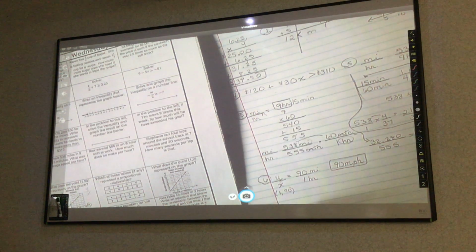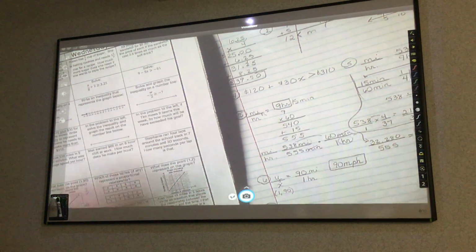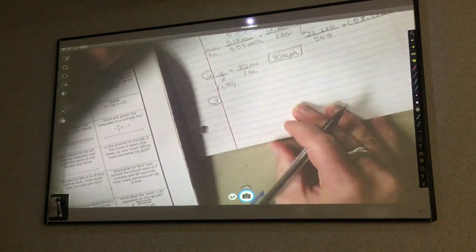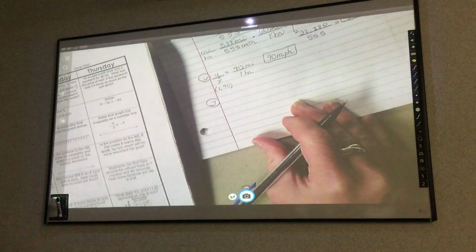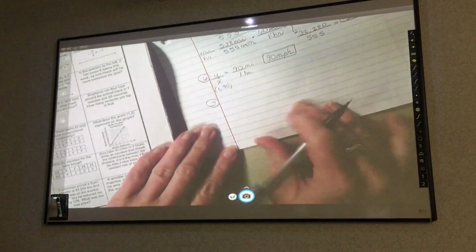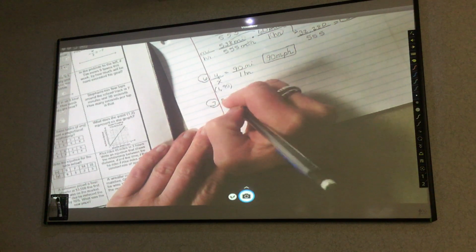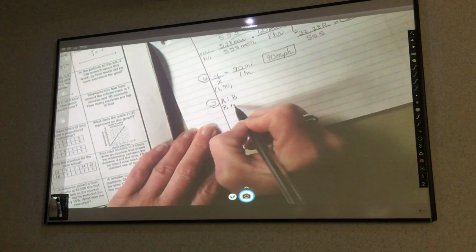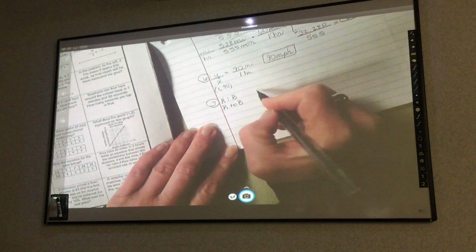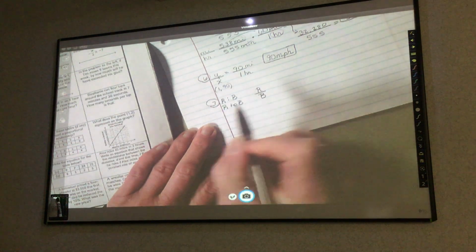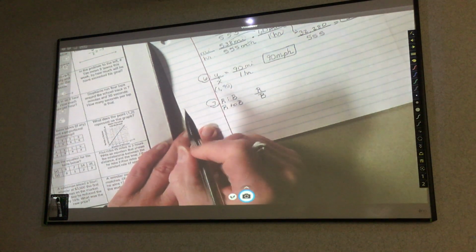Number 7. We can't see it. Thank you. We're talking about proportions. Proportions are like equivalent fractions. The proportion of red marbles to blue marbles. Okay, red to blue. Write this down. Or red to blue. This is how you write proportions.